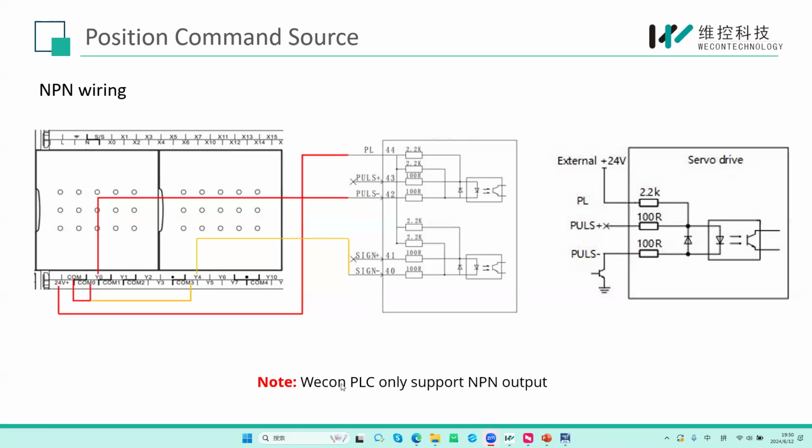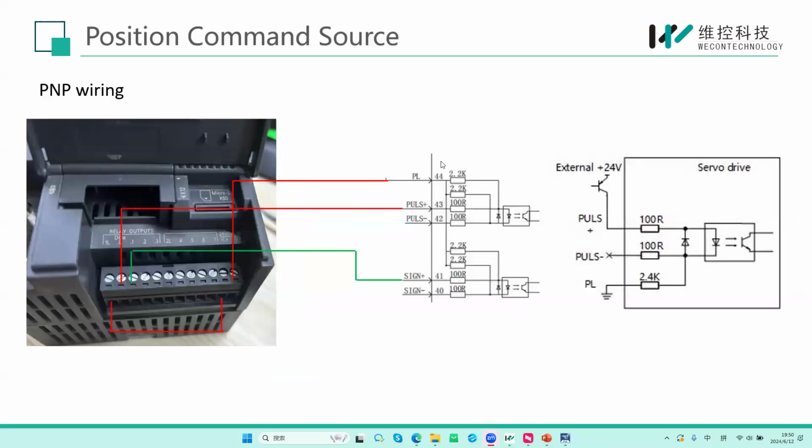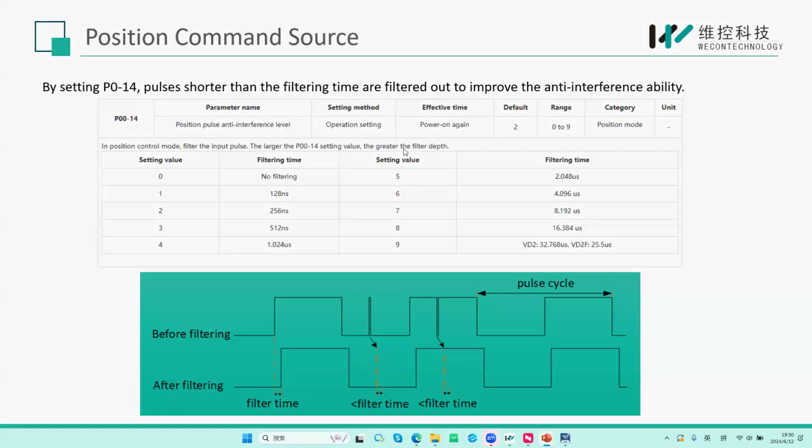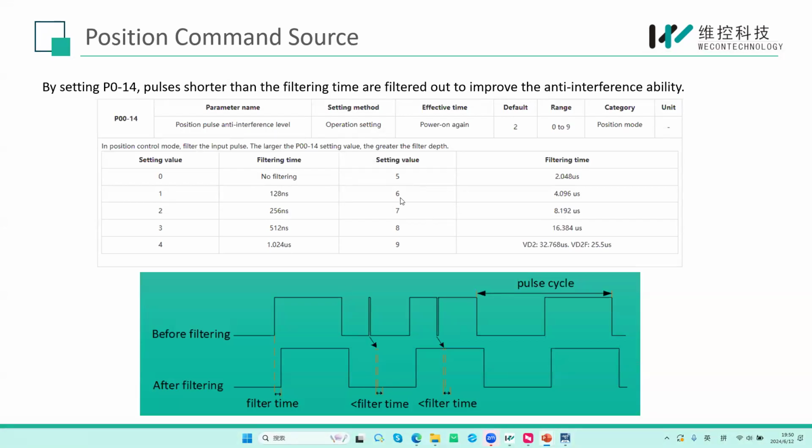And here, for now, our PLC only supports NPN output, so we use this connection type. And maybe when you connect our driver to another PLC which supports PNP outputs, you could check this picture for how to connect. Okay, so here we just take a look. I mean the driver supports both PNP and NPN inputs, but our PLC only has NPN output now.